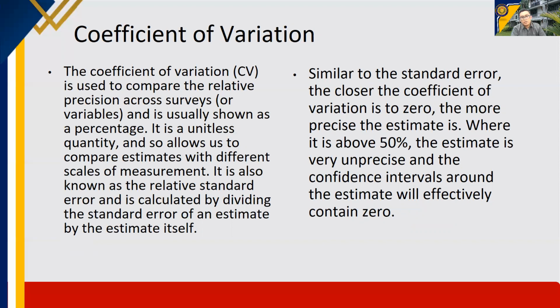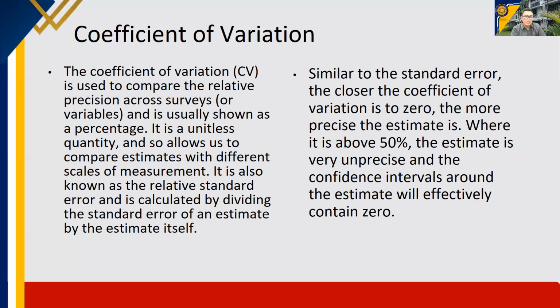The coefficient of variation makes it easier to understand whether a standard error is large compared with the estimate itself. The coefficient of variation, or CV, is used to compare the relative precision across surveys or variables, and is usually expressed as a percentage. It is a unitless quantity and so allows us to compare estimates with different scales of measurement. It is also known as the relative standard error and is calculated by dividing the standard error of an estimate by the estimate itself.